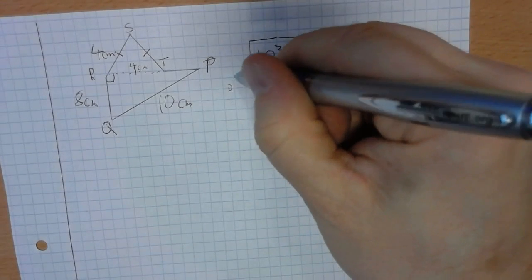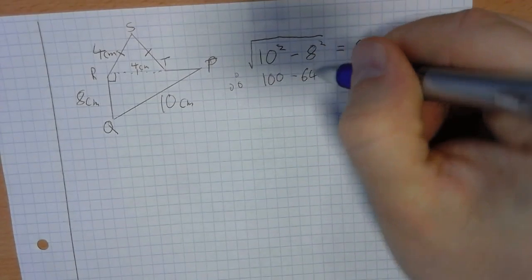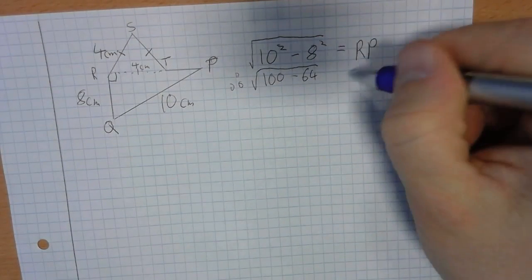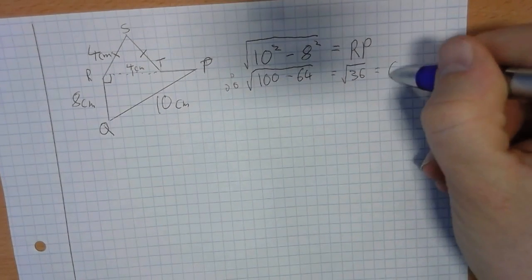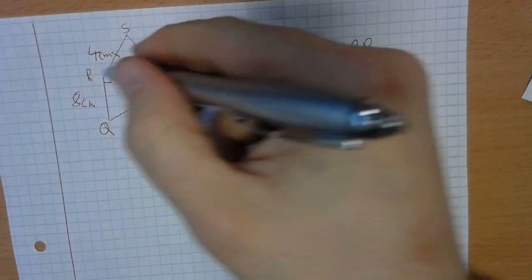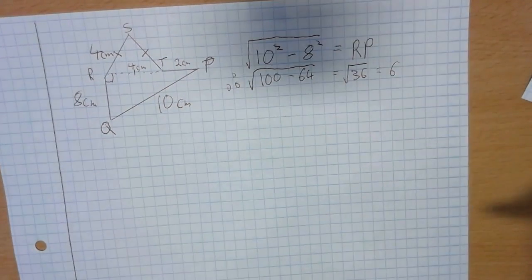So therefore, I've got 100, take away 64, and I'm taking the square root of that, which is the square root of 36, which is 6. So this whole length here is 6. So I'm just going to add that length there, 2 centimeters.